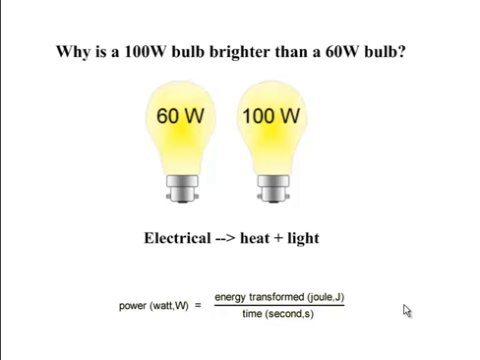That difference in the speed at which the energy is changed is called the power of the device. And we can calculate the power by measuring the energy transformed and dividing it by the time taken.